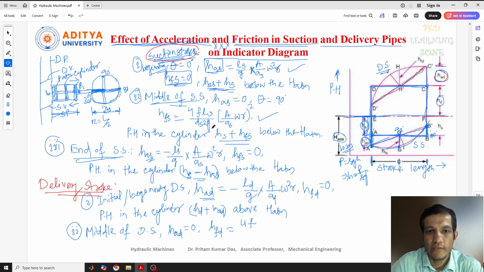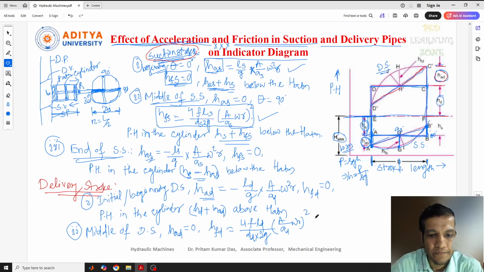This equation, the loss of head due to friction, is known as Darcy-Weisbach equation. From that only it was derived. On behalf of V, we have written this equation. This is also the same thing: 4f L d square, this is d into d, this is 2g, and capital A by small a d, this is omega r square.